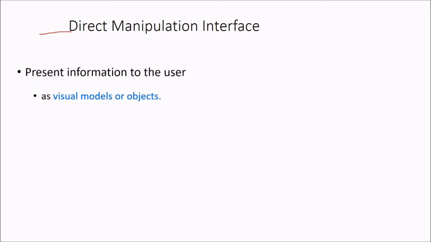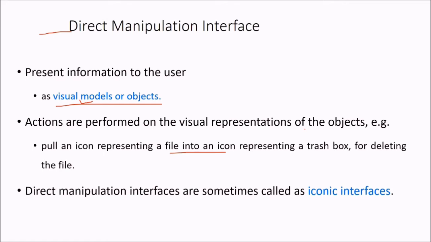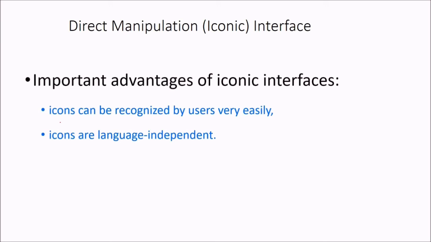Then we have the direct manipulation interface, the third category we started with. It presents information to the user as visual models or objects, and actions can be performed on these visual representations of the objects. Just as you can pull an icon representing a file into an icon representing a trash box, deleting the file. So here the direct manipulation is happening. Direct manipulation interfaces, in another name, can be termed iconic interfaces.